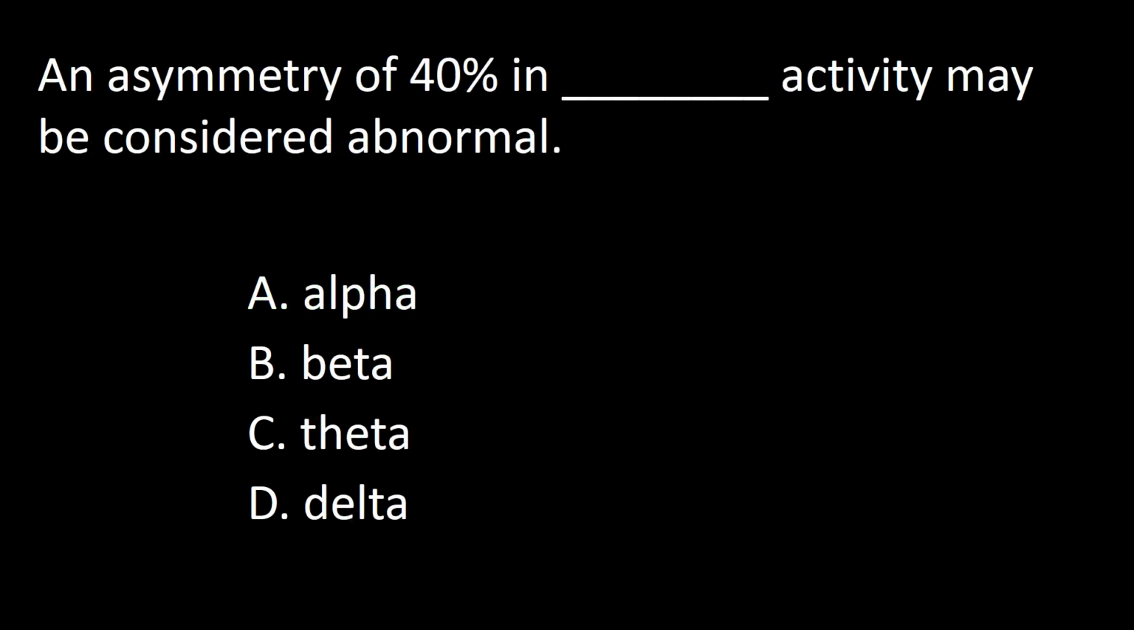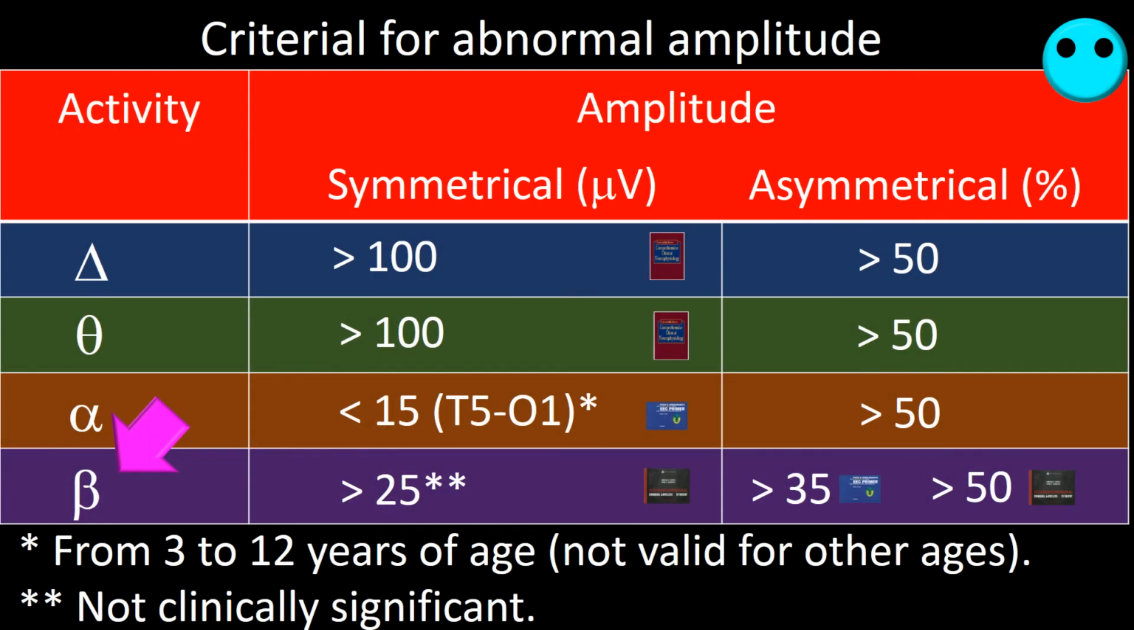Next and final question in this section. An asymmetry of 40% in dash activity may be considered abnormal. A. Alpha, B. Beta, C. Theta, D. Delta. Beta activity in Fisch and Spehlmann's is described as abnormal if there is an asymmetry by more than 35% between hemispheres.